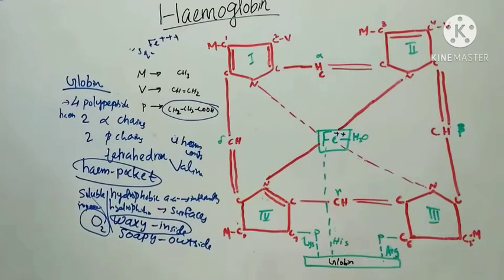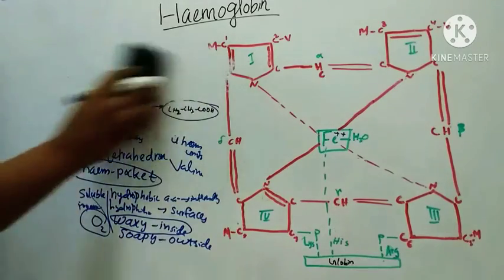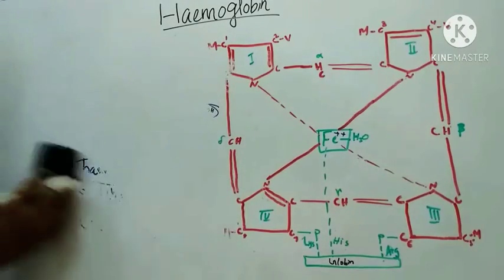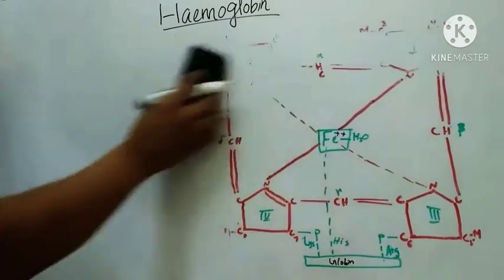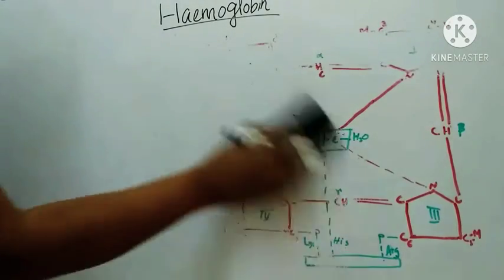So, that is about the structure of hemoglobin. Next, we will see the various types of normal human hemoglobin.